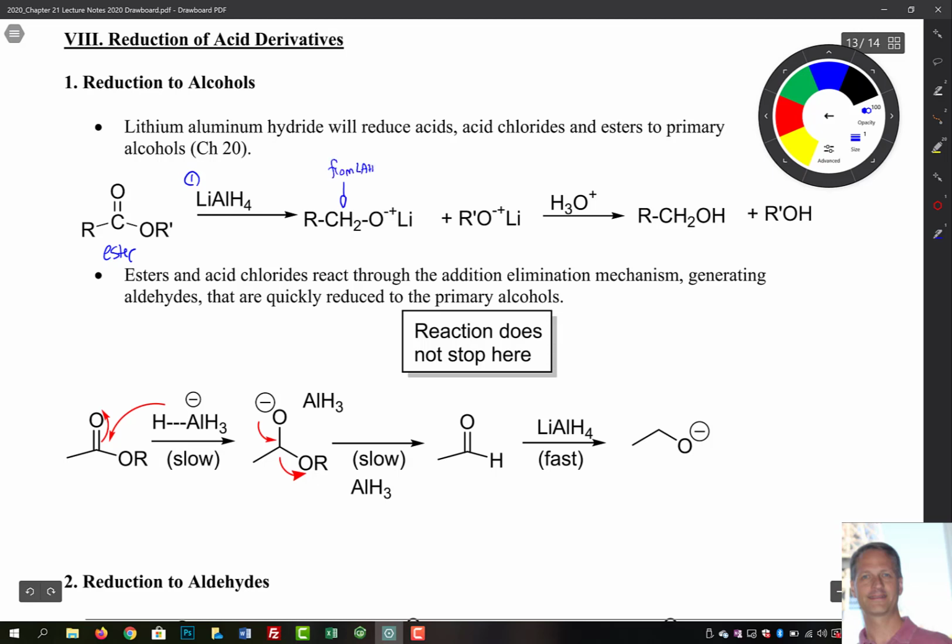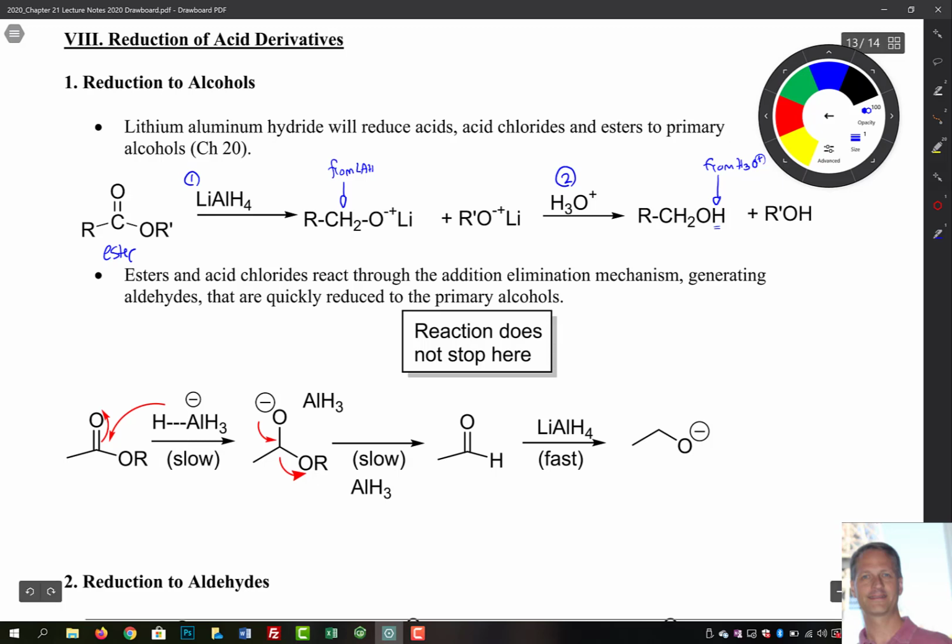LAH. And then our second step here, that's your acid workup. So that H right there comes from our H3O plus. Remember, sometimes you'll see instead of H3O plus, you might see D3O plus. And then that would just be an OD right there. Or sometimes instead of LAH, you see LAD. So then it would be a CD2 for deuterium.